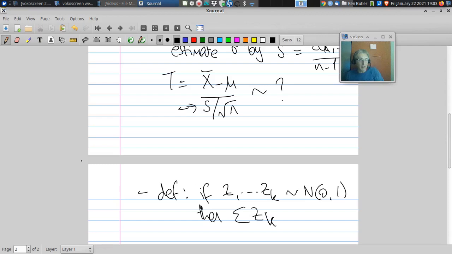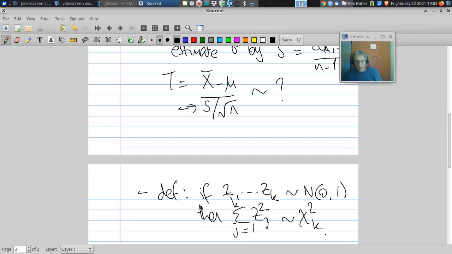I need an eraser now. Let me get an eraser and erase that k, because I don't need k. I need j or something like that. Let's get my pen back. Alright, where are we? Here we are. So j equals 1 to k. That thing squared, that thing is said to have a chi-squared distribution with k degrees of freedom.